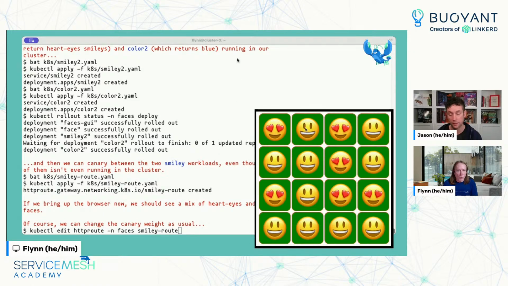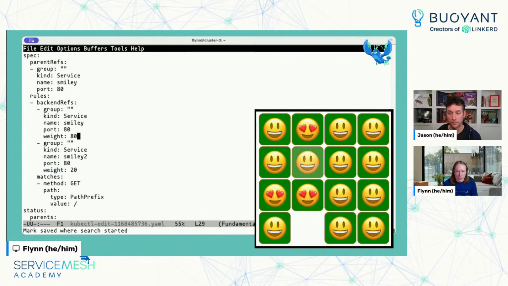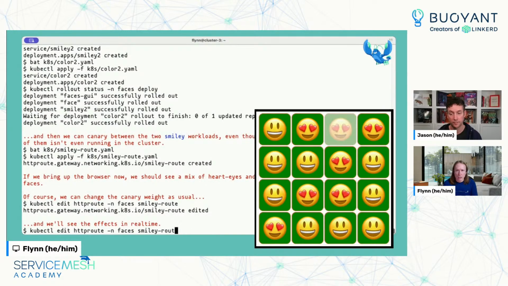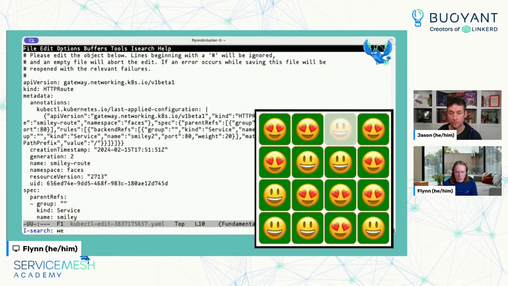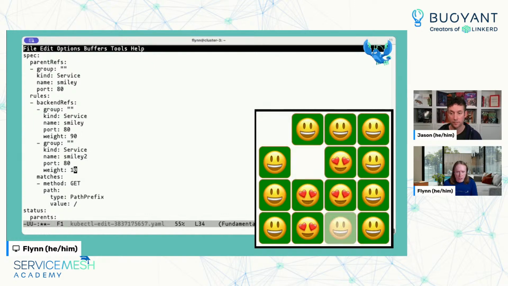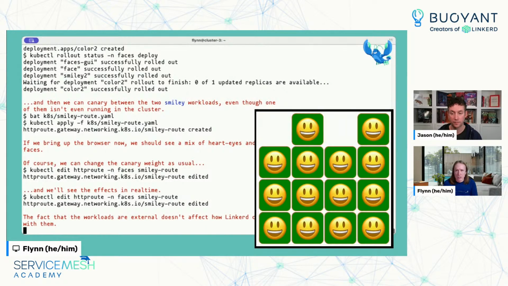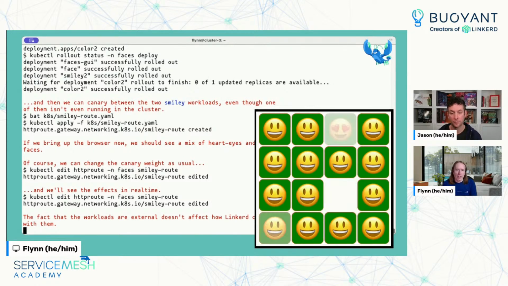We can also do our usual fun things, like go and edit these and make it a 50-50 split, and we will just see that happen on the fly. Or we can go through and, whoops, that didn't work well. Just for the fun of it, let's turn it into a 90-10 split so that most of the traffic is going back to outside the cluster. So the fact that the workload is external doesn't really affect how Linkerd can interact with them, which is one of the really cool things going on in here.